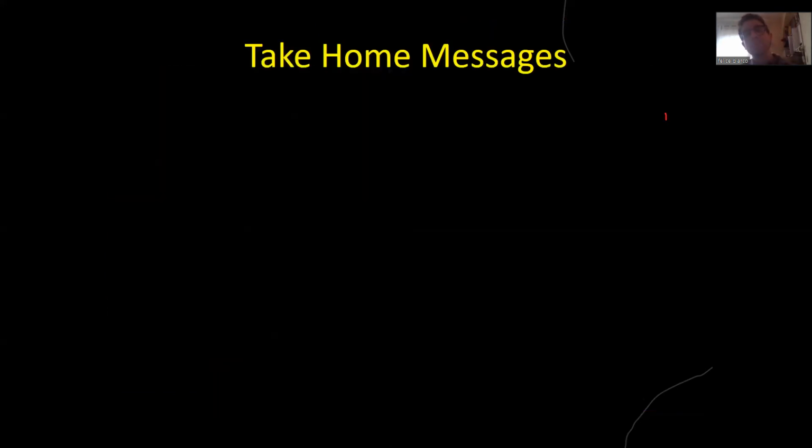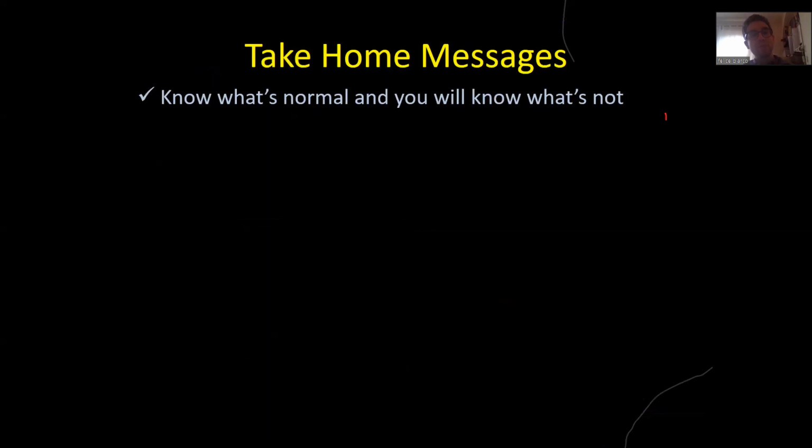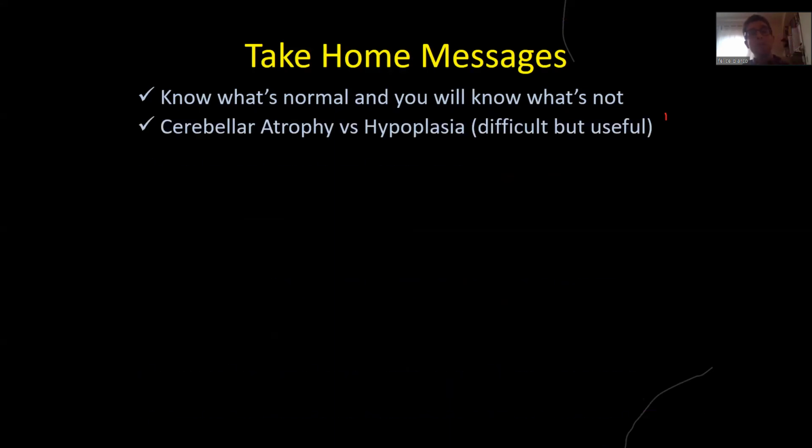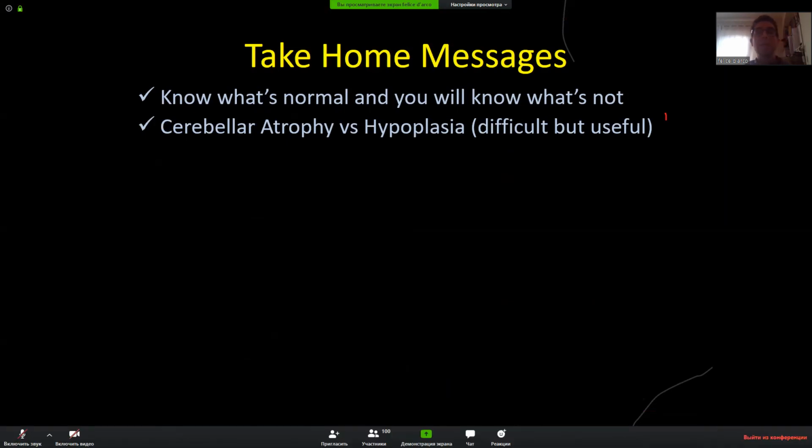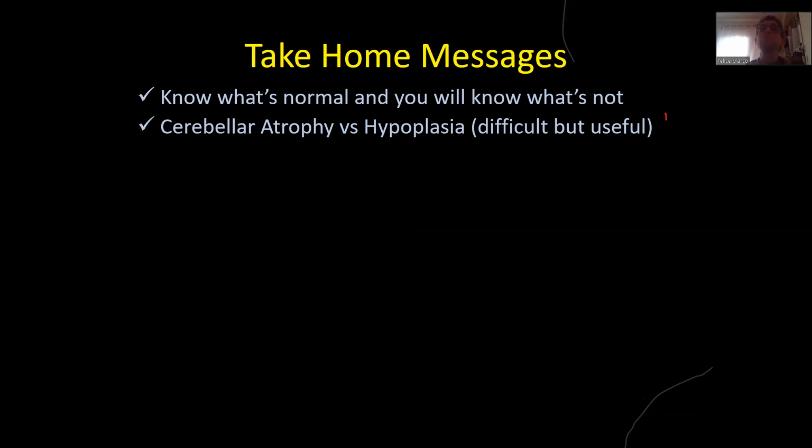So what are the take-home messages of this lecture? First, you need to know what is normal, and then you will know what is not normal. So remember the craniocaudal relationship, in sagittal slice, between the pons, the midbrain, and the medulla oblongata. Remember the difference between cerebellar atrophy and hypoplasia. It is not always possible to differentiate these two entities, because there are also, as I showed you with pontocerebellar hypoplasia, some problems in nomenclature, but it is useful when you can make this differentiation because it implies different diagnoses.